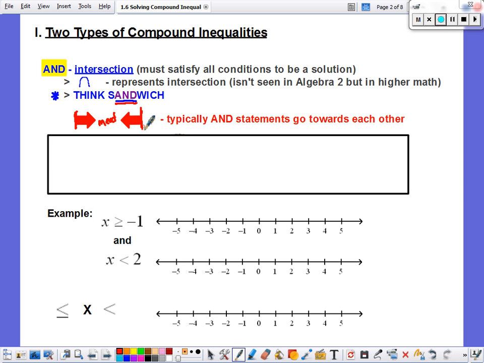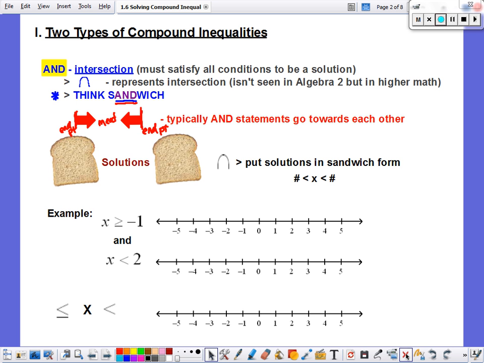So what we have is an endpoint, and we have an endpoint. Sorry for being a little sloppy there. But then we have our solutions found right in the middle. And that's our and statement, intersection. If we take a look at it here a little bit more in depth, there we go. We have a piece of bread, and everything in the middle are your solutions because there's an overlap, and we'll see that graphically in just a moment.